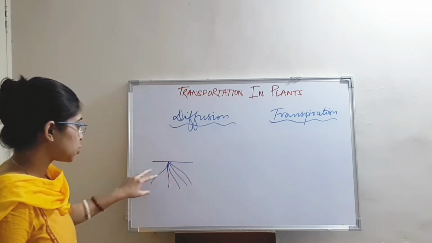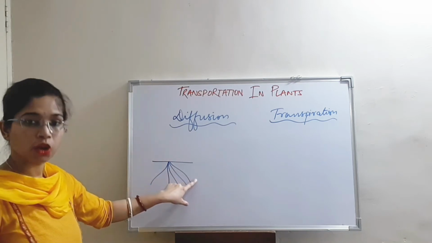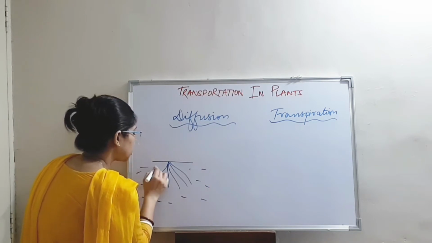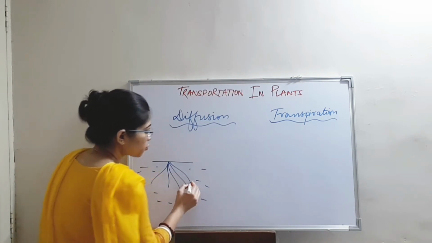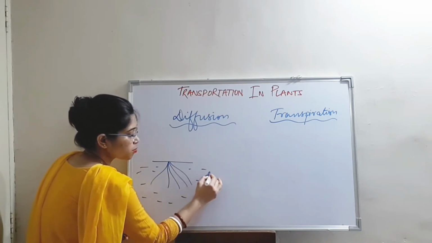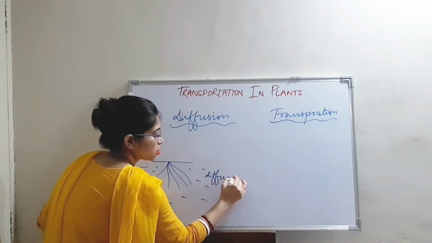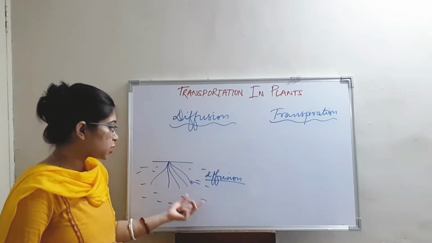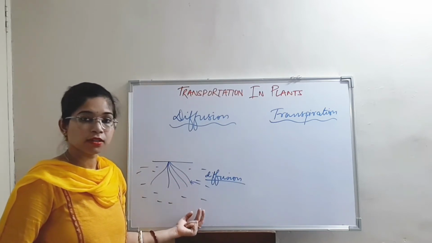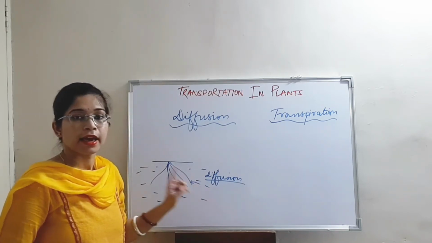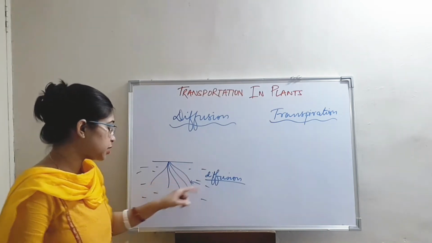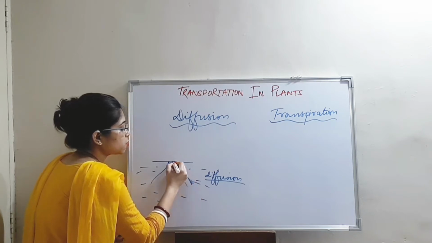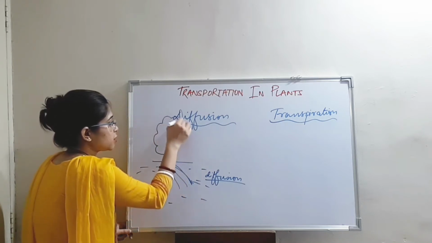Now we will see how this diffusion process is helpful in transportation. For example, these are the roots, which are in direct contact with the soil. The soil has a rich amount of water and minerals. The water and minerals, with the help of the diffusion process, get transported into the roots because the concentration of water and minerals is higher here in the soil and lower in the roots.